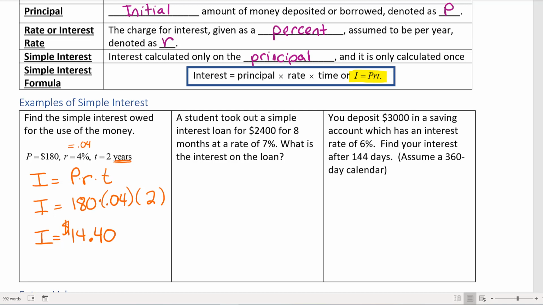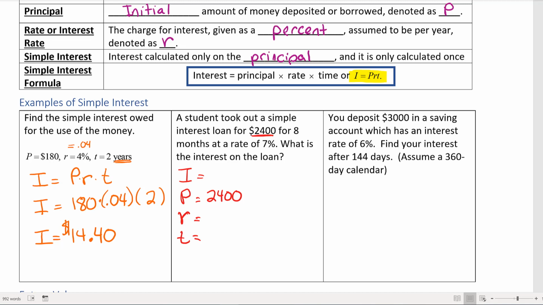Our next example, a student took out a simple interest loan for $2,400 for 8 months at a rate of 7%. What is the interest on the loan? So we have I, P, R, and T as our variables. When I reread it, I have he took out a loan for $2,400, so that's my principal, for 8 months. 8 months is time, right?